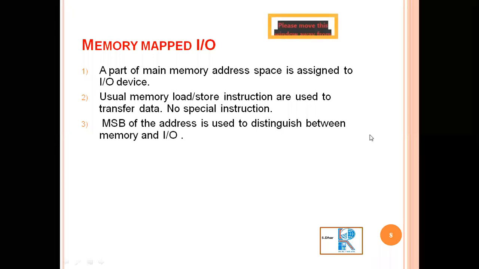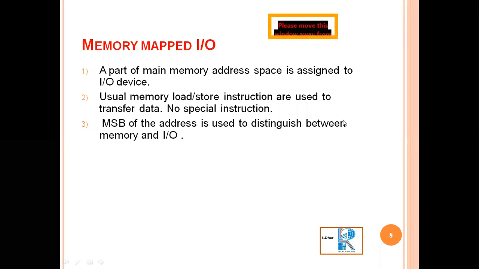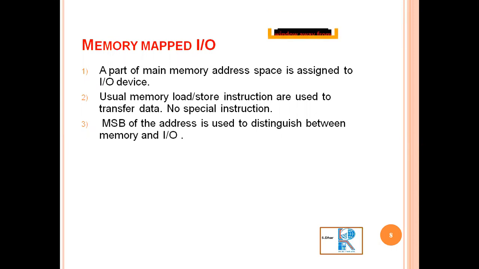Clear? Now the problem is how to distinguish between memory and IO. In some devices, the most significant bit is used to distinguish between the memory and IO address, because you are using the same RAM. So you have to distinguish which part is for the memory operation and which part is for the IO operation.